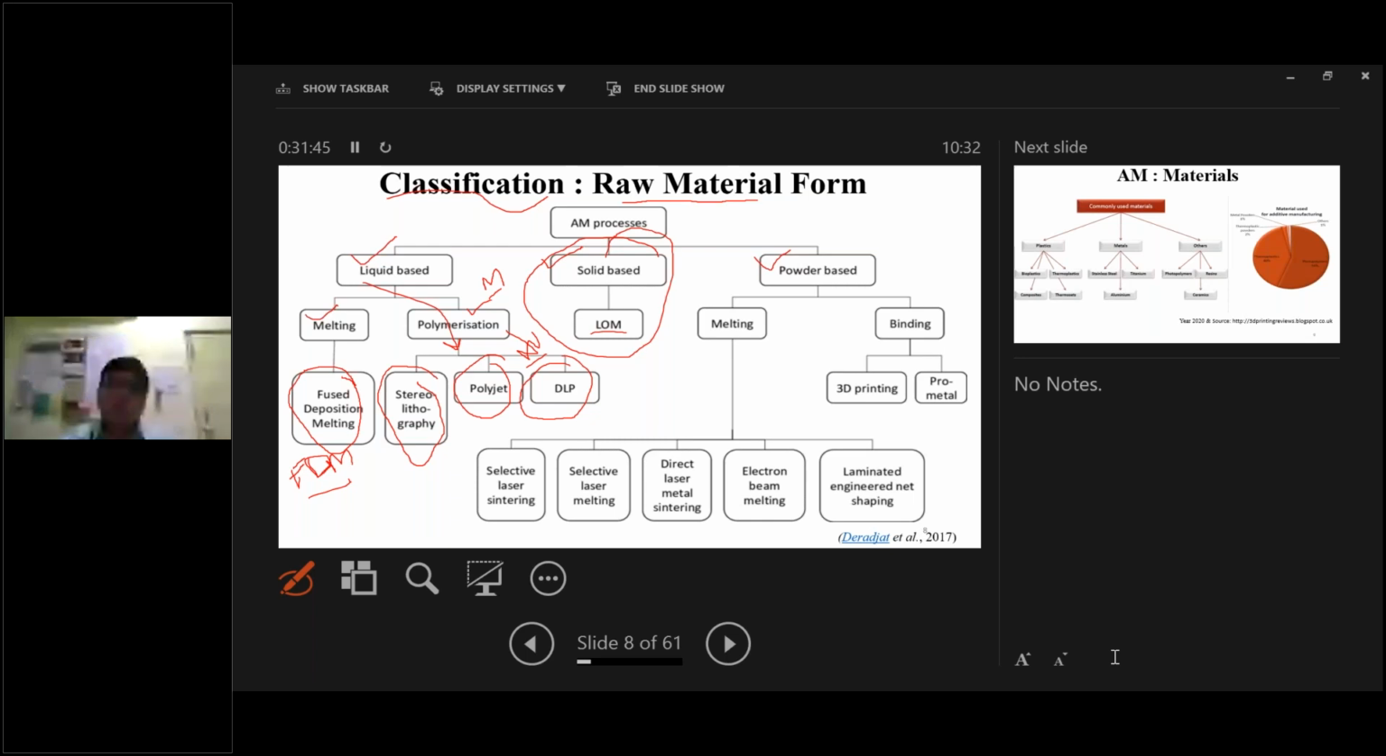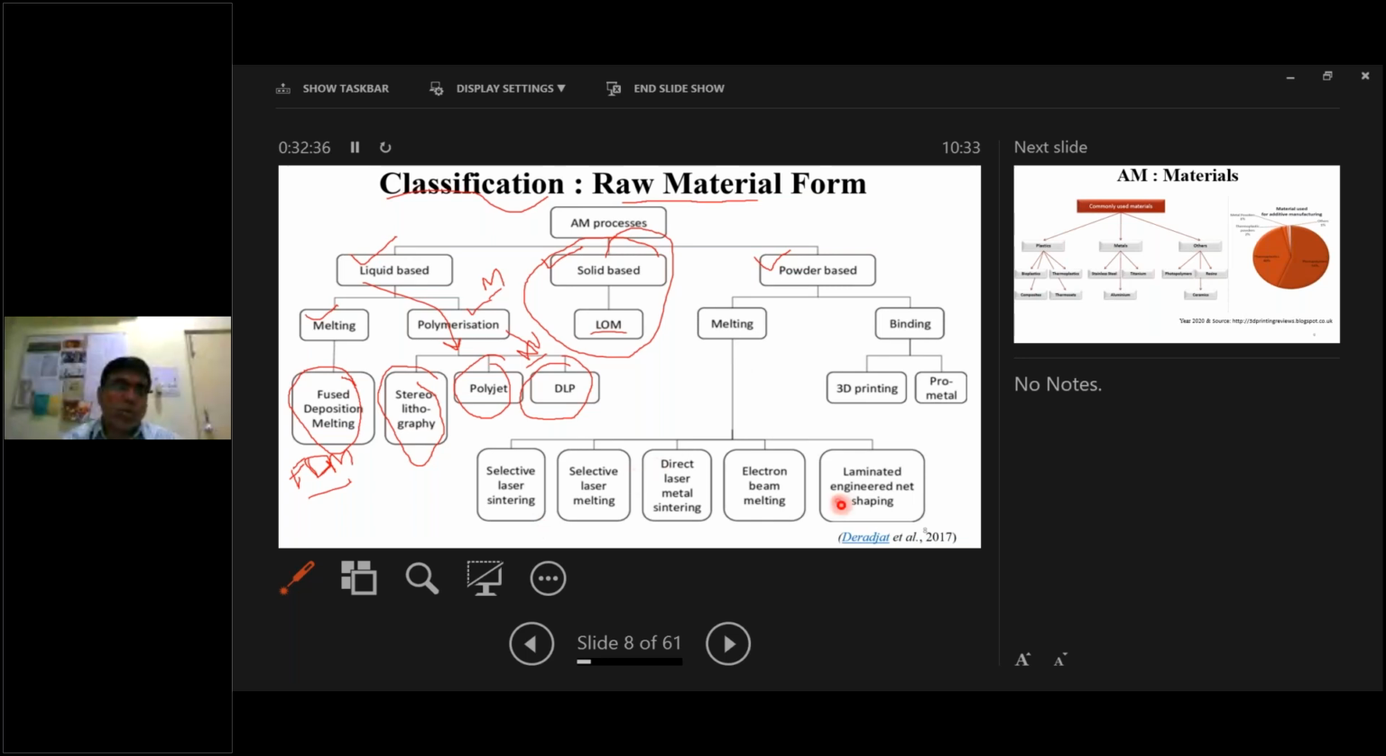These are the technologies mostly for polymers. But we mechanical engineers particularly are interested in selective laser sintering, selective laser melting, direct laser metal sintering, electron beam melting, laminated object manufacturing, and LENS, which is again coming in a big way. These are the technologies which are coming. You need to understand them.